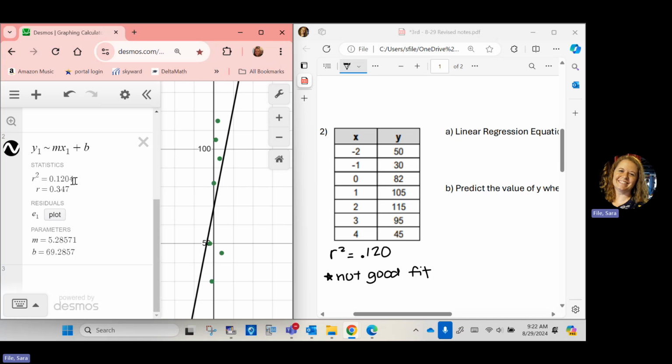Okay, so here when I go to write this equation, M is 5.289 if I'm rounding, x plus, and then my B is 69.286.